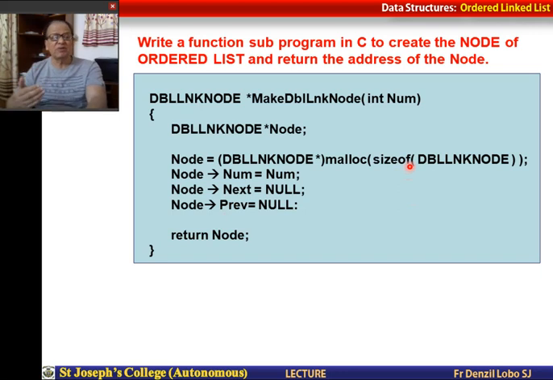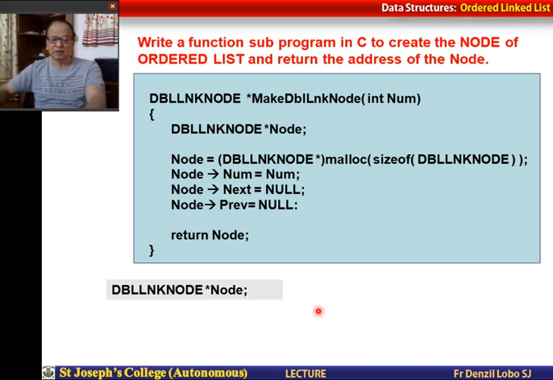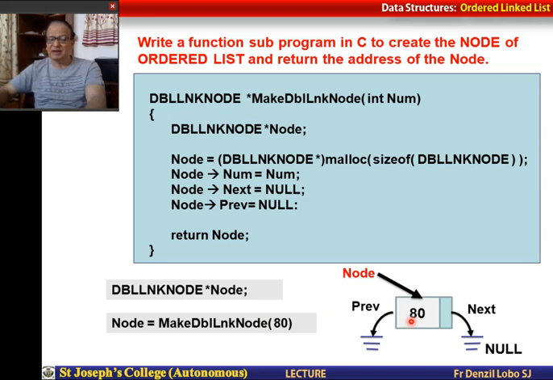We are going to use this function now in the next function to insert a number into the doubly linked list. So here is again, I want to create a node out of 80. As you see, 80, the next and the previous point to null. And this node here contains the address of this doubly linked node containing 80 as the data item.